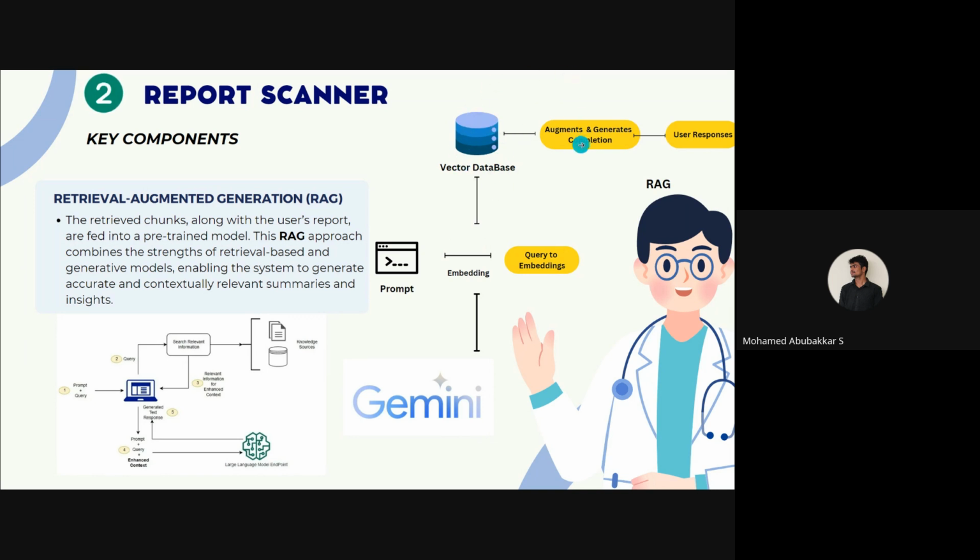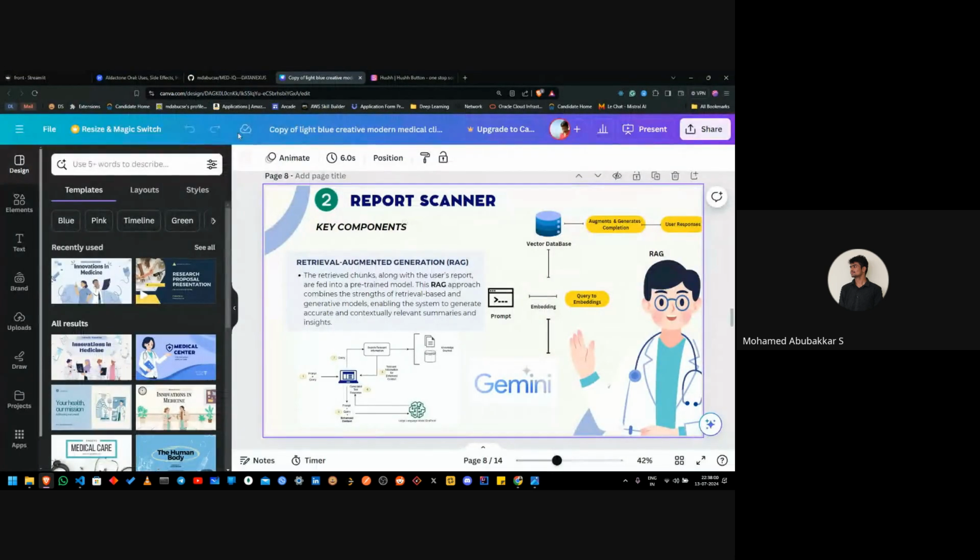This RAG model connects to the vector database, fetches the data from it, and gives it to the Gemini API prompt. Based on the data, it gives all the answers based on the query after the responses. So let's get into the demonstration.